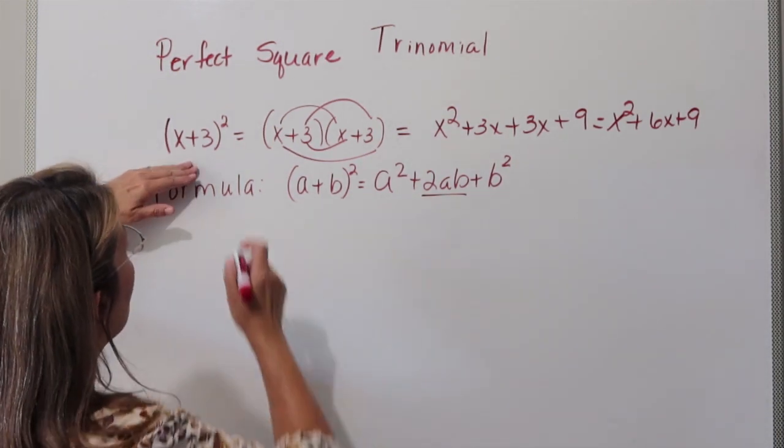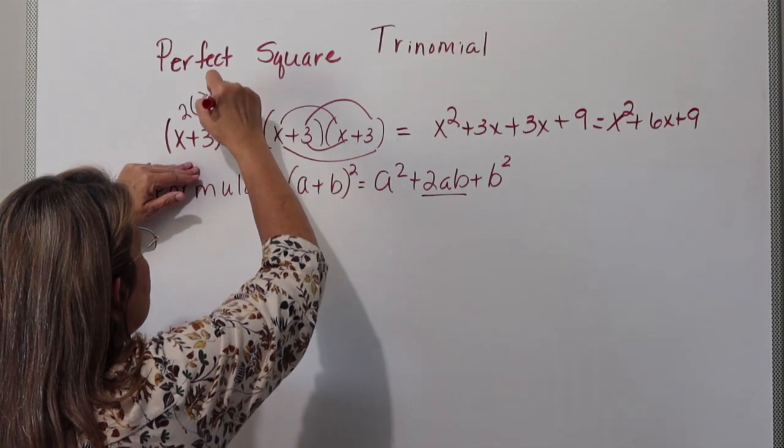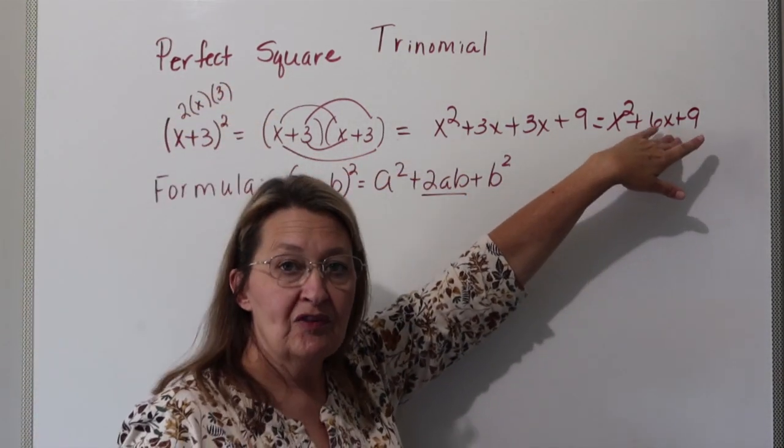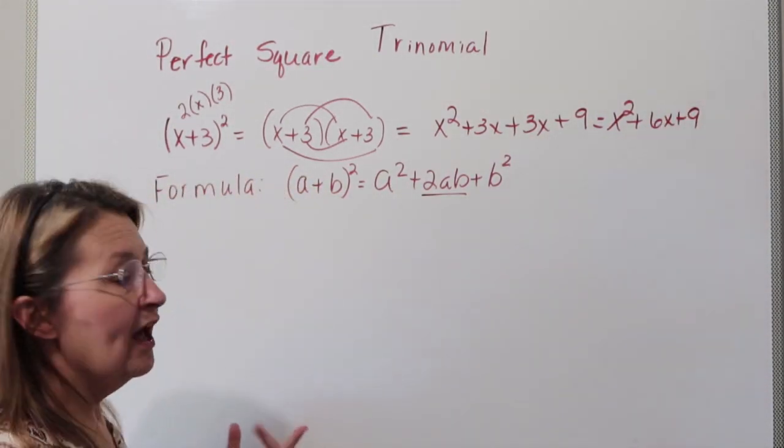So let's look at our problem. What would 2 times the first term times the second term be? 6x. And that's what I got in the middle. So the formula will save you some time. Let's look at an example.